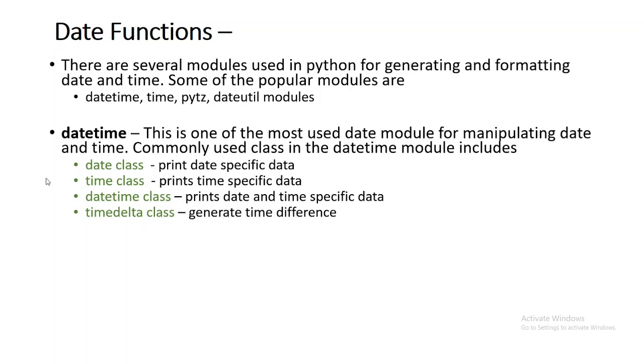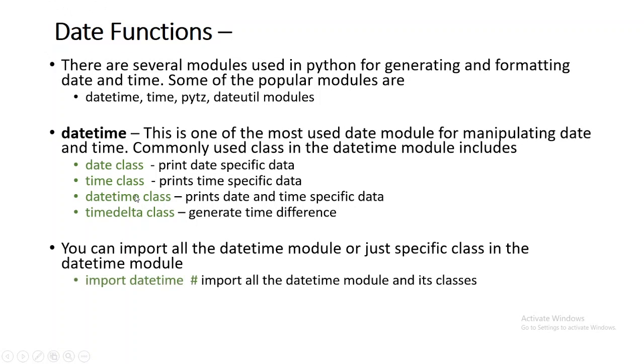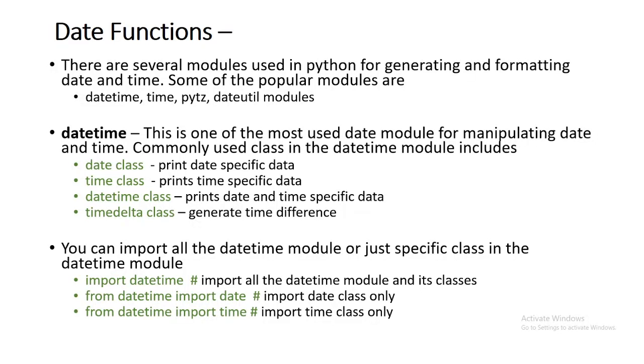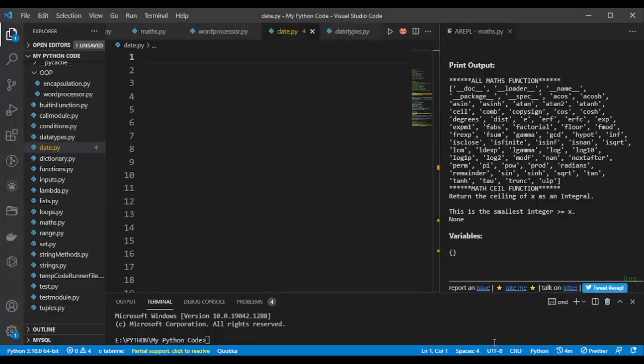You can import the datetime module by using this syntax: import datetime. This imports all the datetime module and its classes. Of course, you can also say from datetime import date. This will import only the date class, and as well you can do from datetime import time to import the time class, and from datetime import datetime to import the datetime class. So let's take a look at the date class.